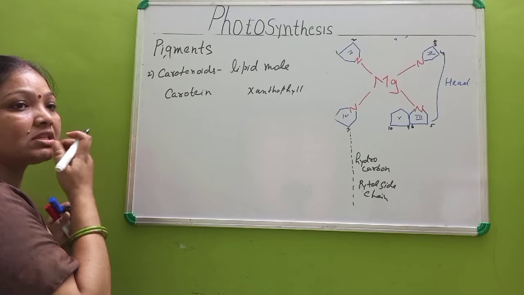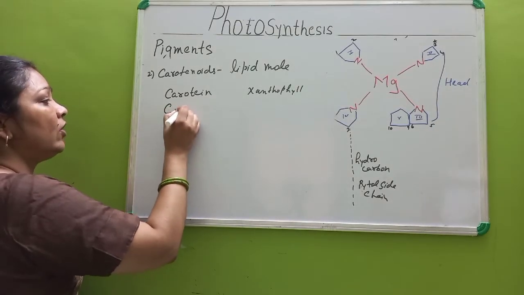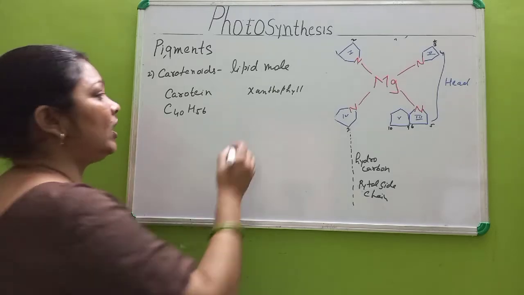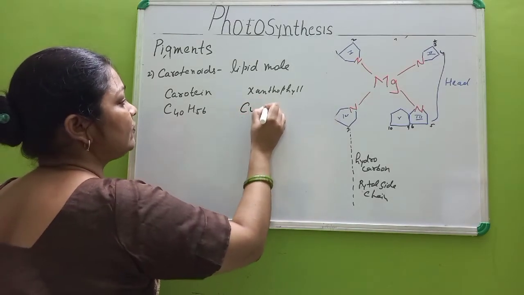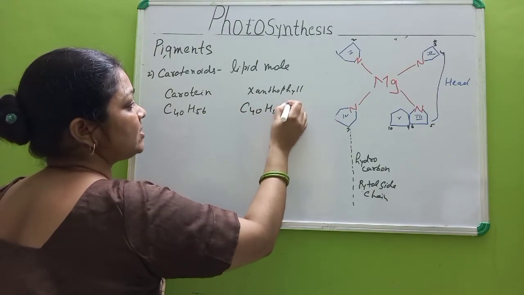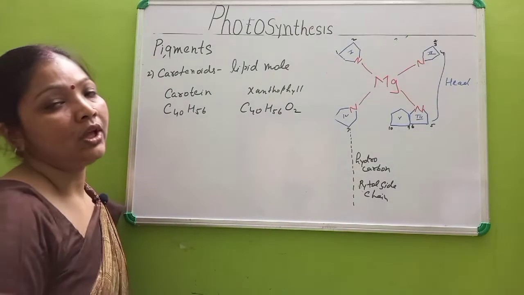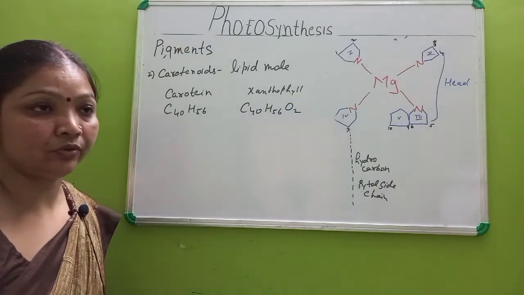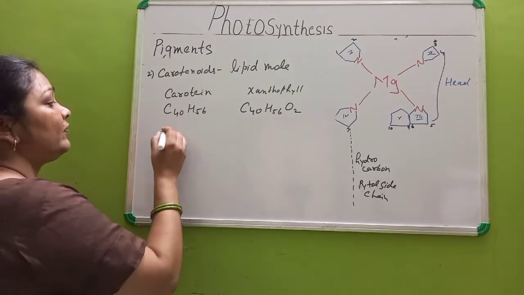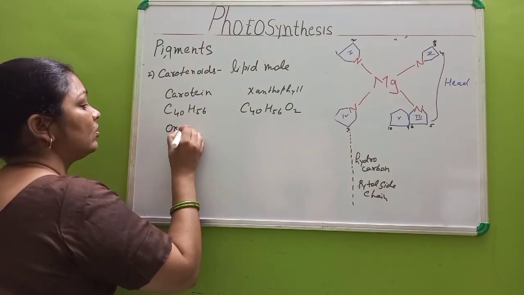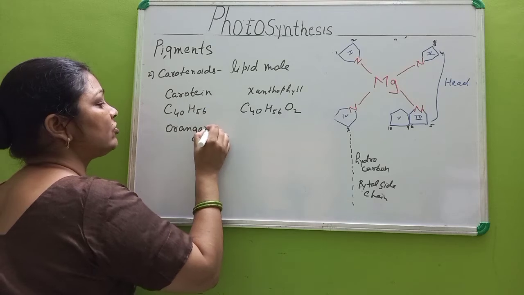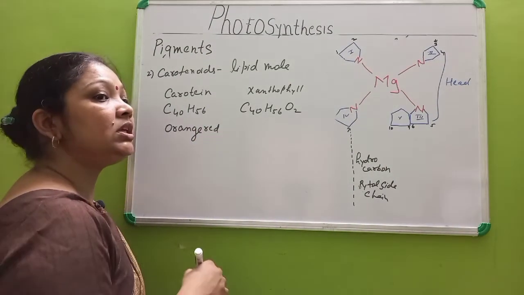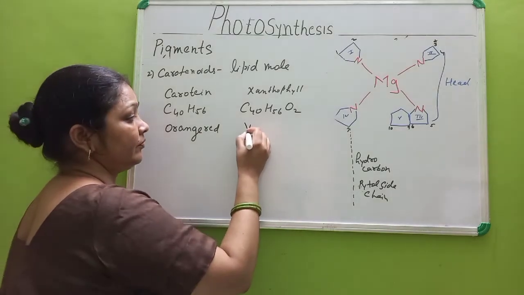Now carotene has the formula C40H56, whereas xanthophyll has the formula C40H56O2. That is, there is a difference of one oxygen molecule. The color of carotene is orange-red, whereas the color of xanthophyll is yellowish brown.